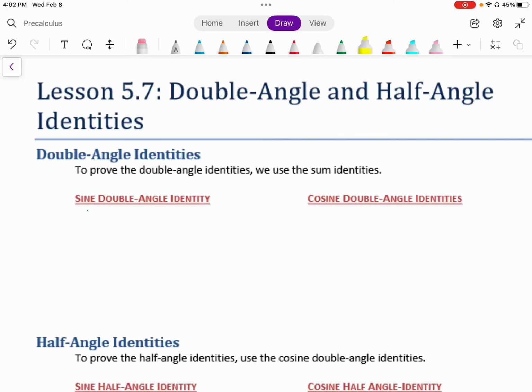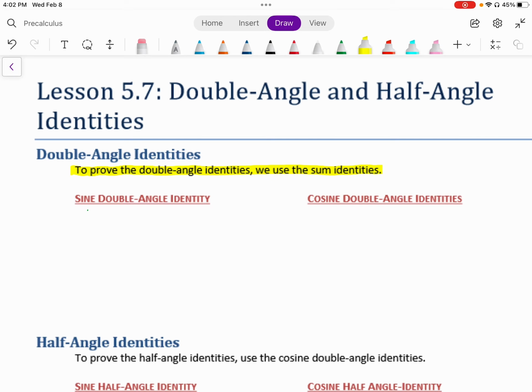Lesson 5.7, we're going to look at double angle and half angle identities. We're going to start with verifying them or proving them. So as you see here, to prove the double angle identities, we use the sum identities that we learned in the last lesson.